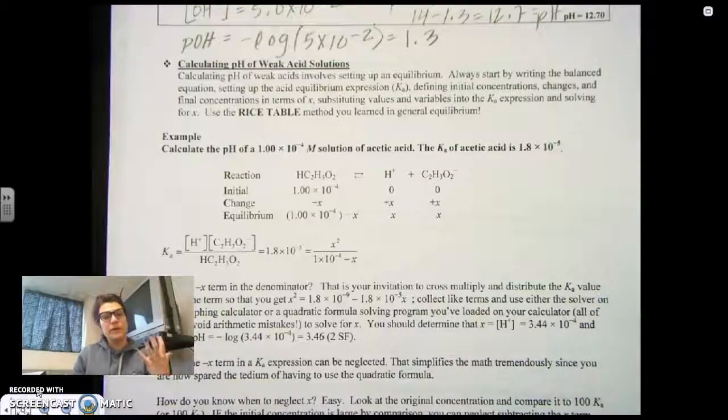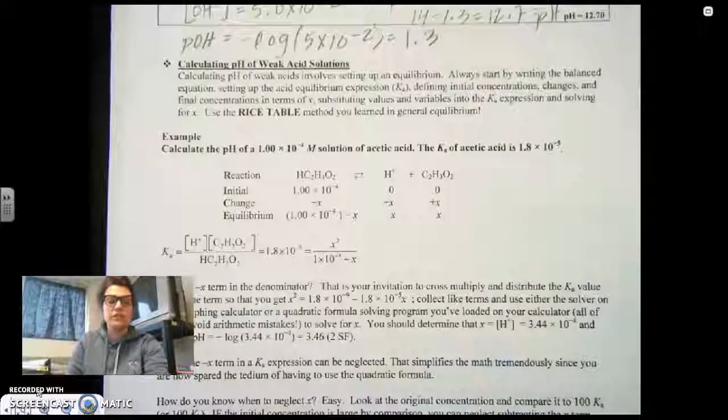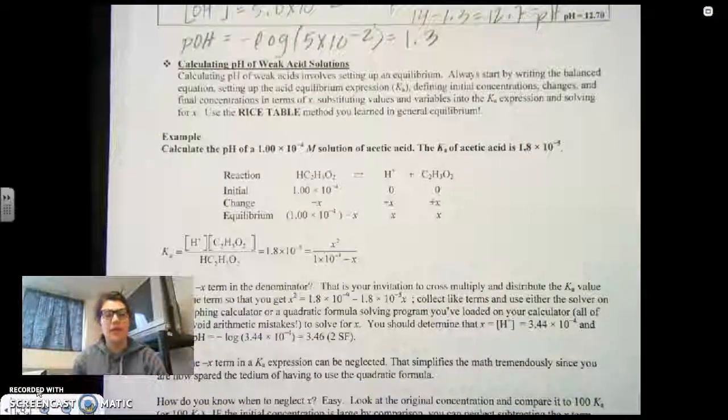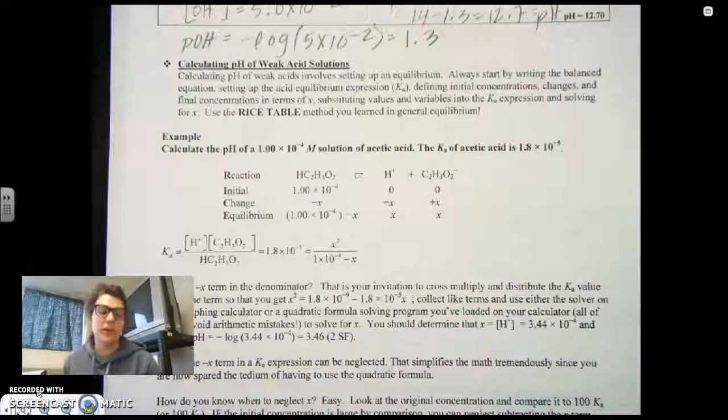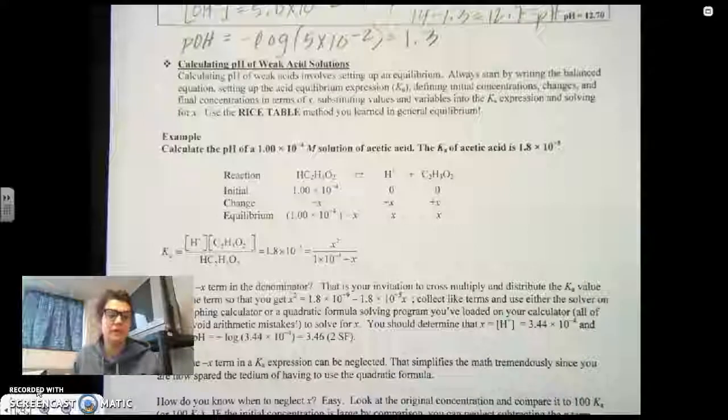Okay, this video is going to be about calculating the pH of a weak acid. The difference between a strong acid and a weak acid is that a strong acid completely dissociates, where a weak acid only partially dissociates. So with that being said, we can't use the starting concentration of the weak acid to figure out the pH of the acid.